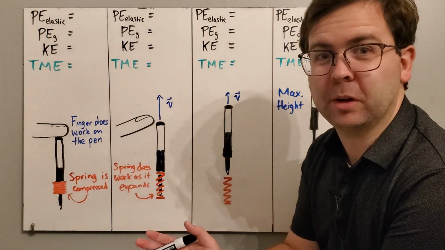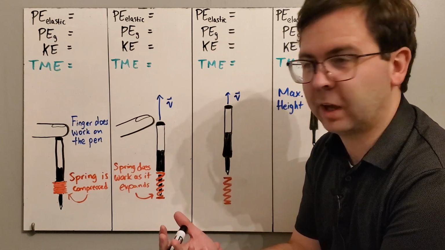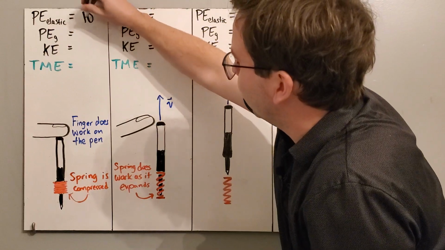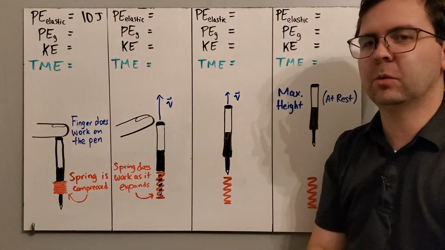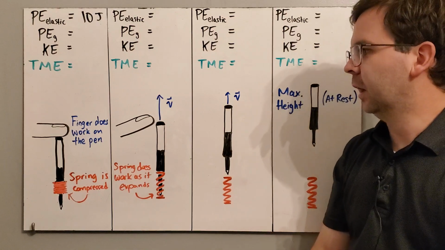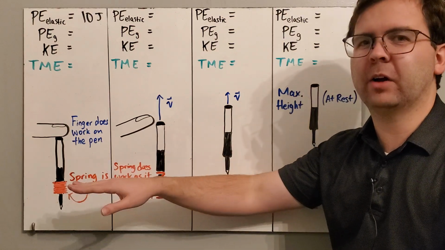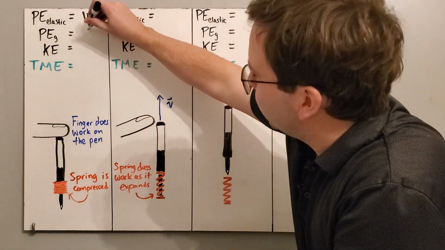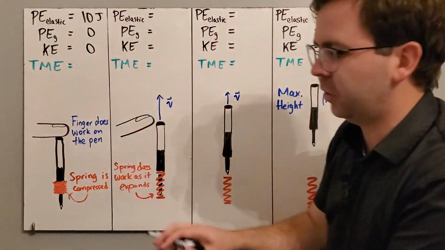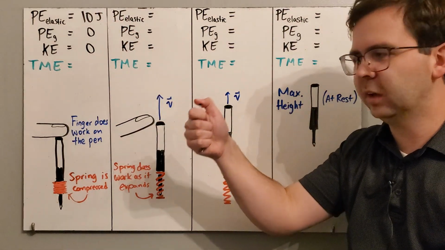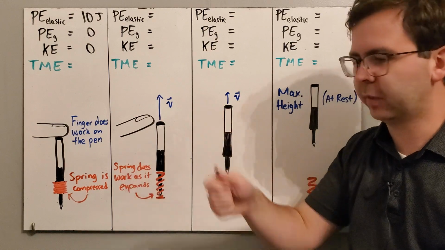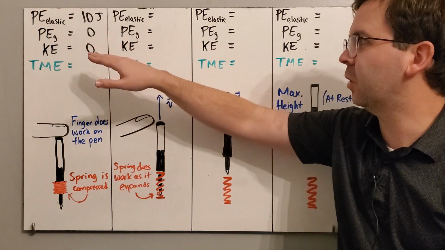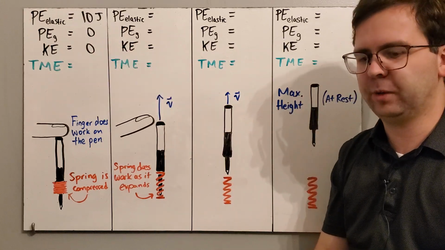Now I'm going to make up a number here just to help illustrate how this works. I'm going to say that we store 10 joules of elastic potential energy by compressing the spring. I'm also going to say that the pen is starting out at a level of 0 height. So it doesn't have any gravitational potential energy or kinetic energy at the beginning when I'm just holding it here ready to launch. I'm not moving it, I'm just holding it there. So we have 10 joules of elastic potential, 0 of gravitational, 0 of kinetic energy.